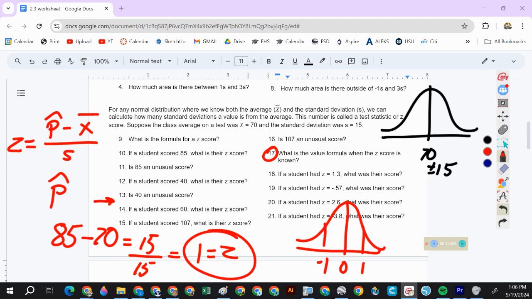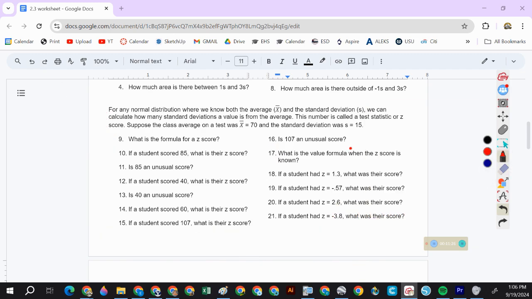So what is the value formula when the z-score is already known? Well, it's the opposite of this formula. So if I wanted to solve for p hat, what would I do? Times by the standard deviation, and then add the average. So the formula is p hat equals z times s plus x bar. So that's the answer to 17.